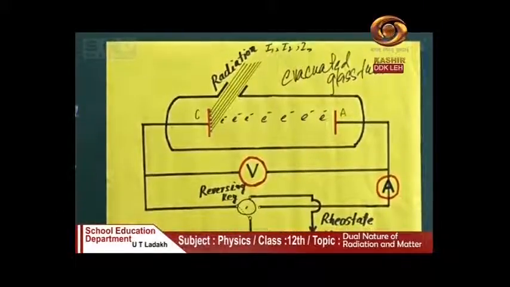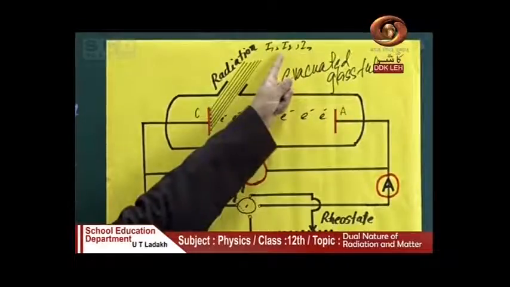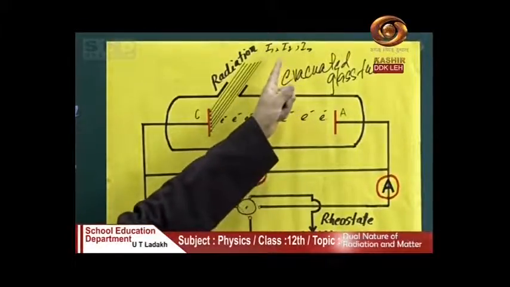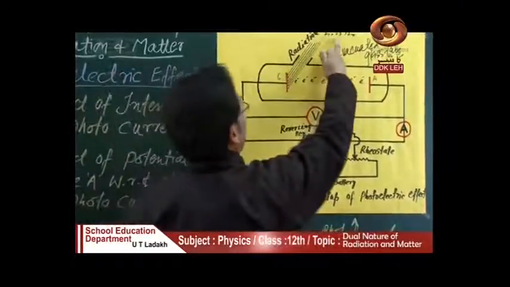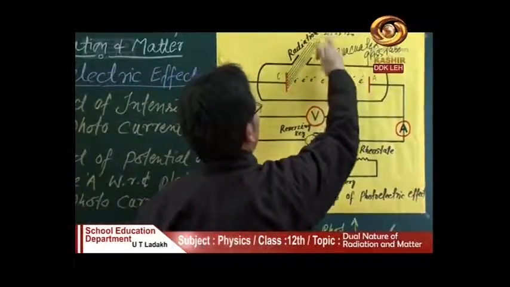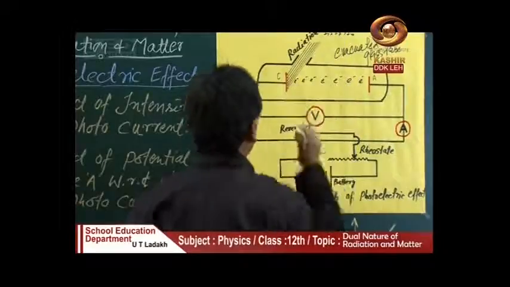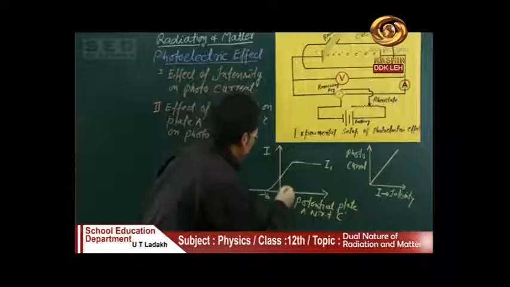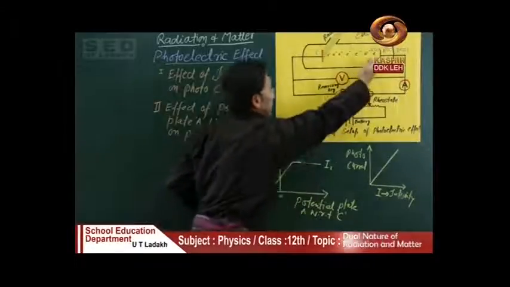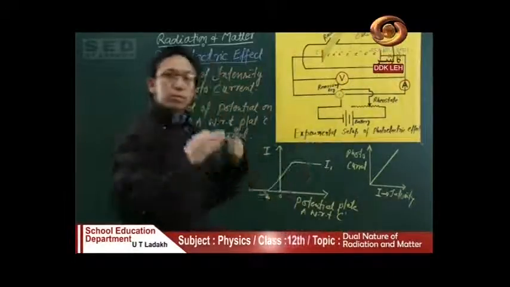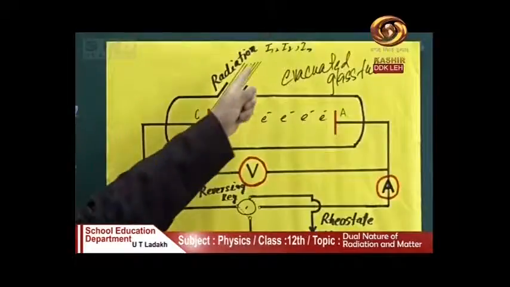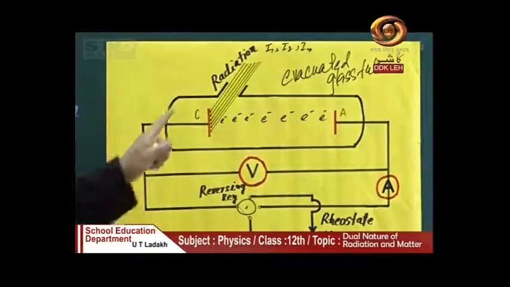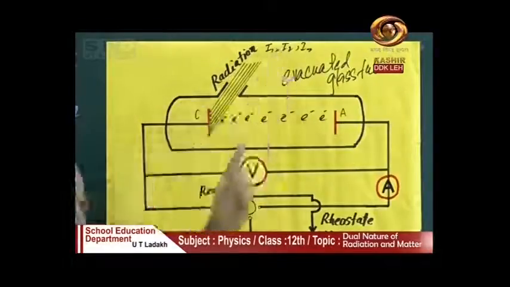Now I will use the second intensity, that is intensity I2, without changing the frequency of the radiation. This is important. I am not changing the frequency of radiation, just changing the intensity. Let us suppose the second intensity I2 is greater than I1. In that case we will get a similar graph like this. We are just repeating the experiment that we did in the case of intensity I1.